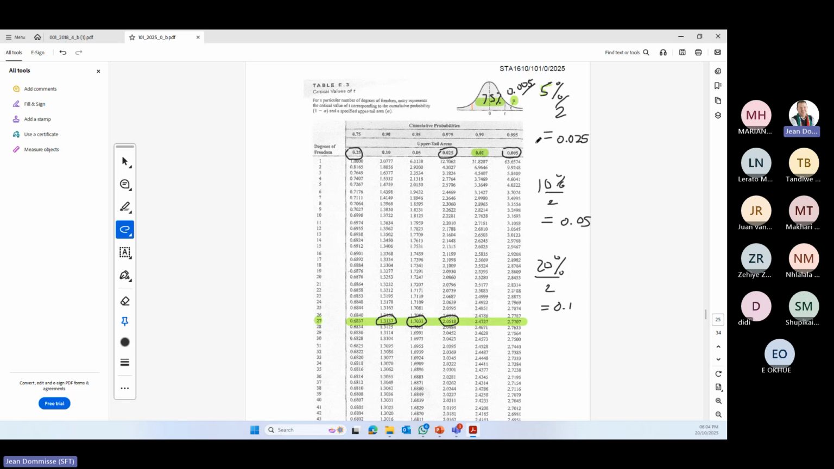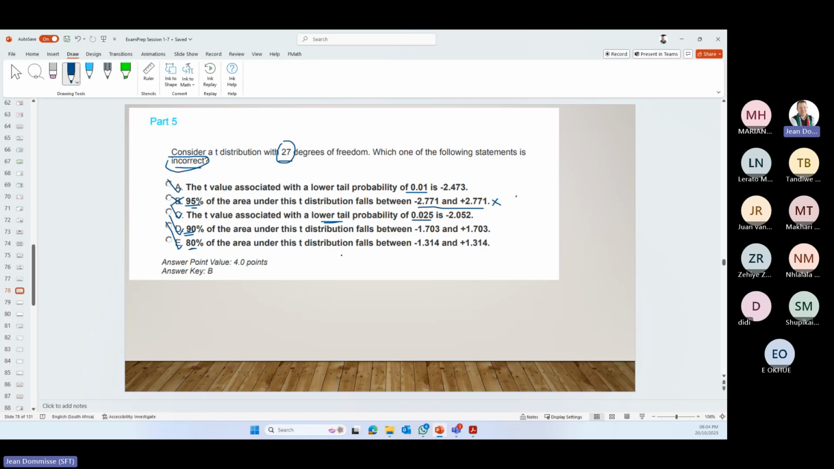Again, they won't be able to ask you what is 60% of the area under the t distribution, because again, you can't get it from the table. So if it's not on the table, you won't need to be able to get those numbers. Okay, but this is merely looking at the t distribution or the t table and using that t table.